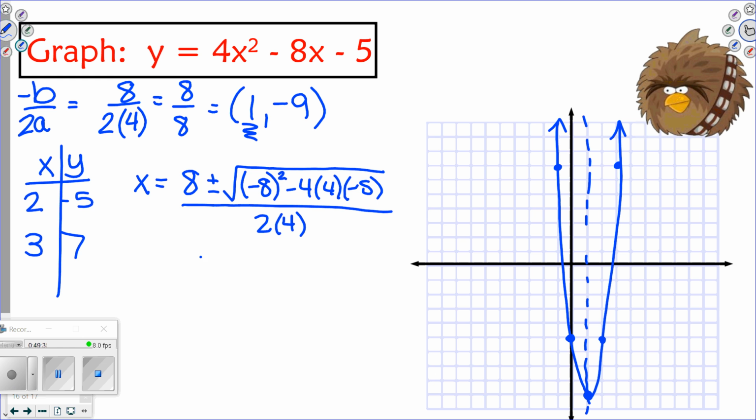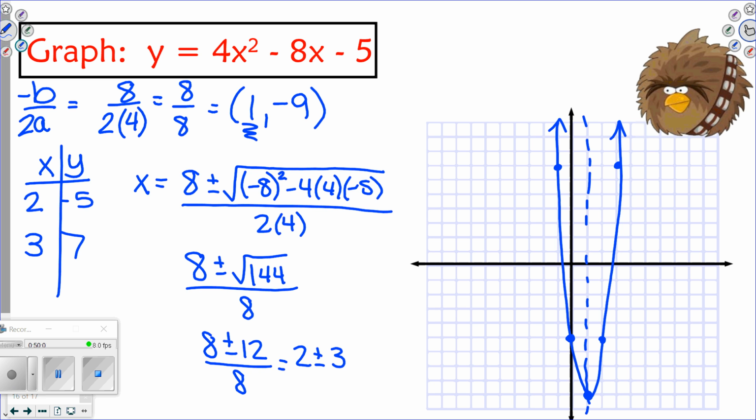All right, so we get 8 plus or minus square root 144 all over 8. What's the square root of 144? It's 12. 8 plus or minus 12 over 8. All three numbers divide by something? Yeah, they all divide by 4. So we'll get 2 plus or minus 3 over 2. Stop there. Good. Done. Now, what's 2 plus 3? 5 over 2. And then 2 minus 3 is negative 1 over 2.